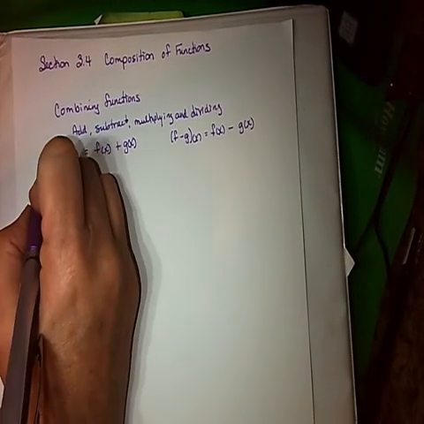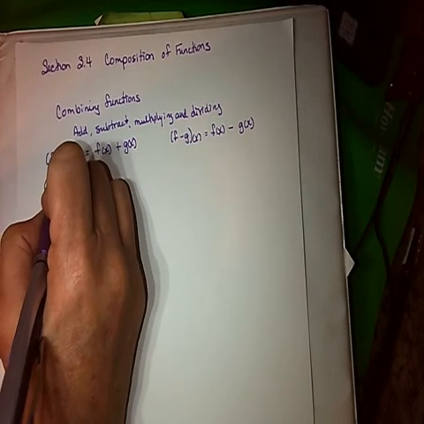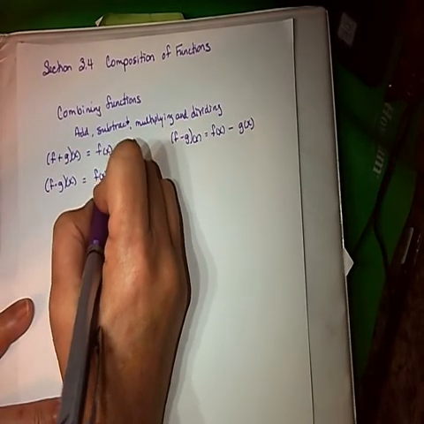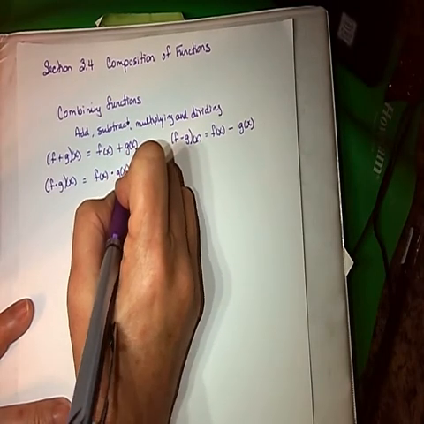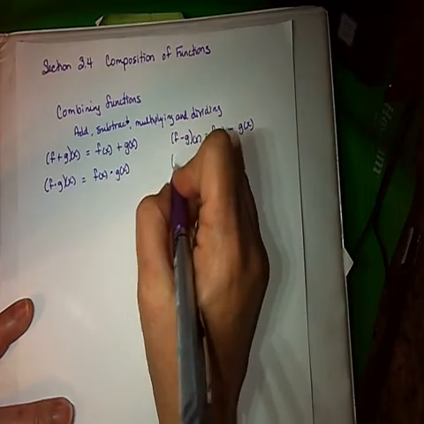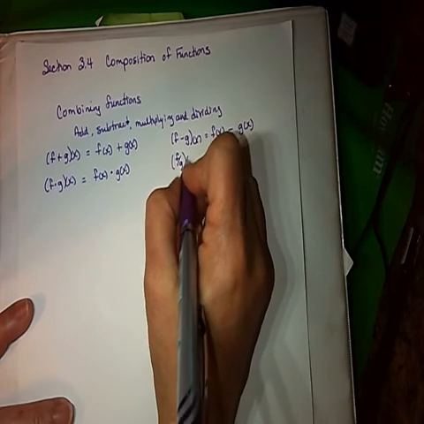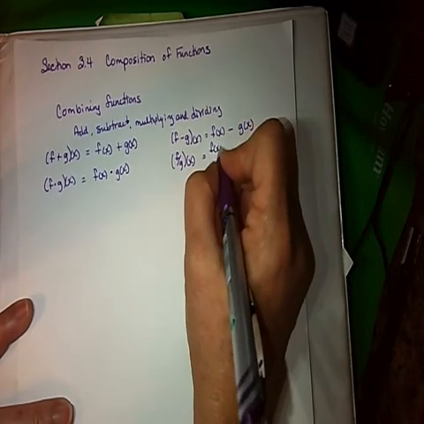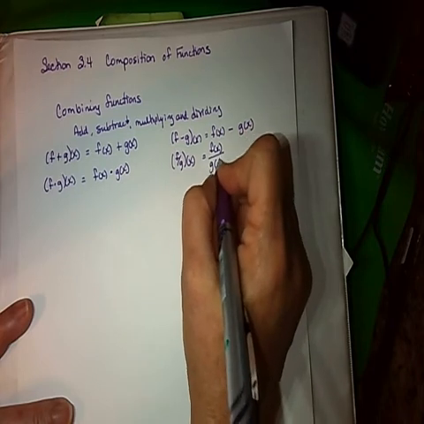Okay. If I'm multiplying, I'm just going to do it the same way. It's my f function times my g function. And then with the division, f over g, whatever's on top goes on top, so it's my f function divided by my g function.